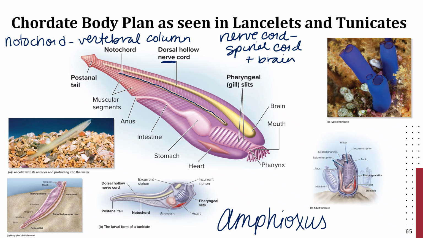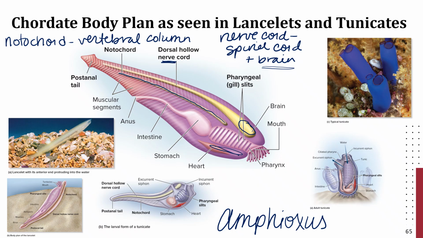Tunicates and lancelets don't have a very well developed brain in the sense that it is not as large as we're going to see in many of our other animals, but they do have a centralized location that we would consider a brain. So that dorsal hollow nerve cord is going to develop into the spinal cord as we move through our organisms. And then, of course, we're going to have a more extensive brain development as we move along. We also have pharyngeal slits.